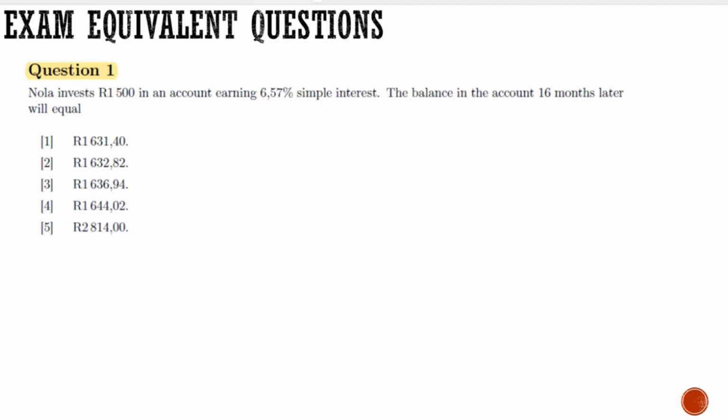Our T here, you've got our T is equal to 16 months. You need to divide this by 12, and then you've got your interest rate. So your interest rate there is equal to 0.0657. And then Nola invests, look at the English. Nola invests this amount, which is P, is equal to 15,000. This is simple interest.